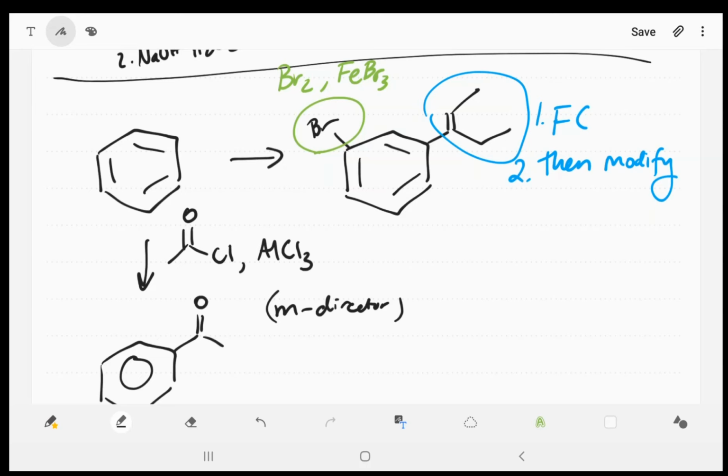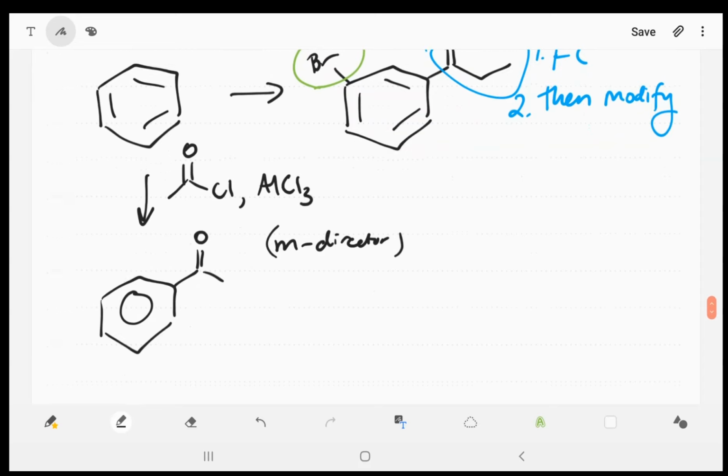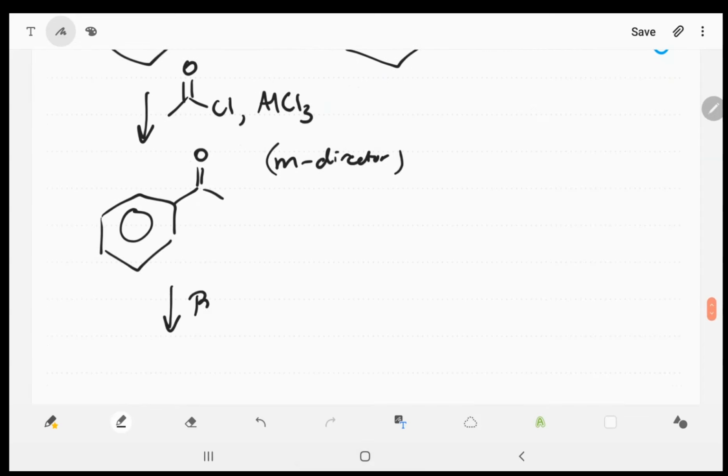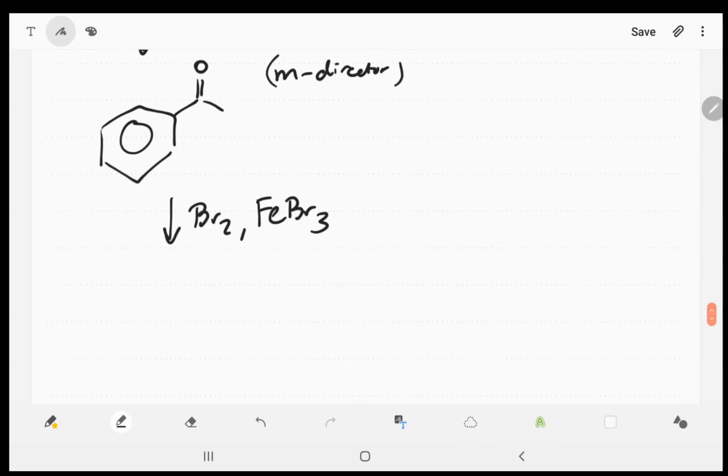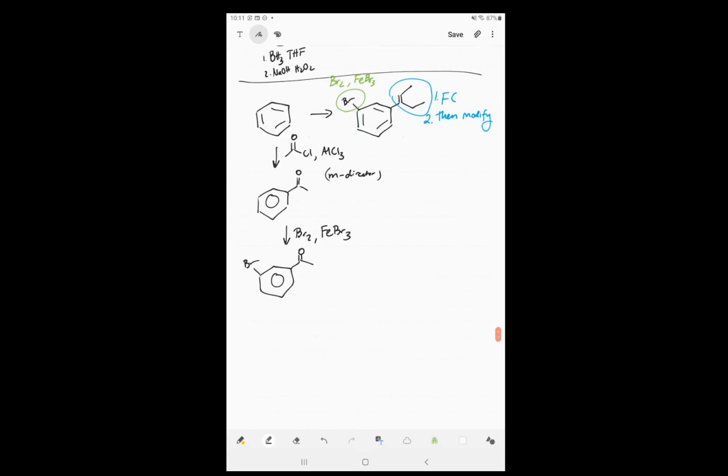Now what? Well, we know that before we modify it, if we modify it, it turns into ortho-para, so we should probably put that bromine on next, right? While we still have a meta director. So, probably a good idea. Let's go ahead and do that. Ooh, that's ugly. There we go. All right. Switching to this view. Now what?